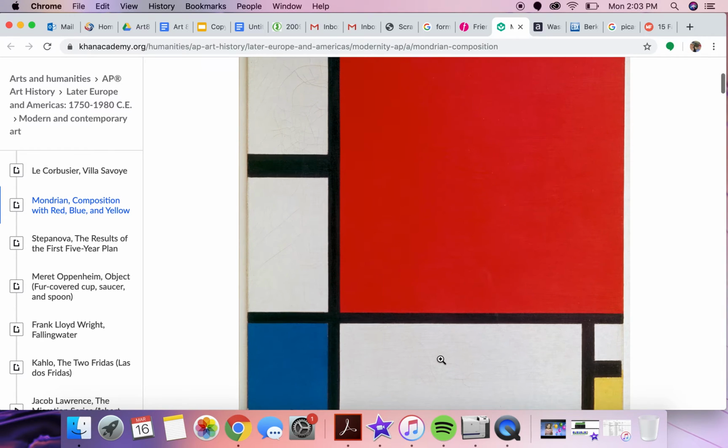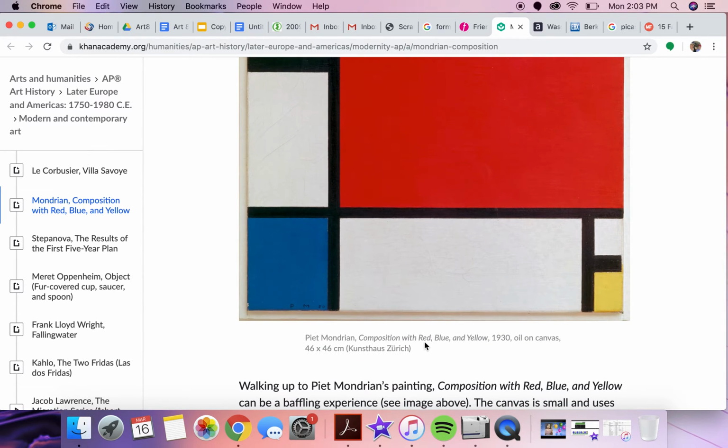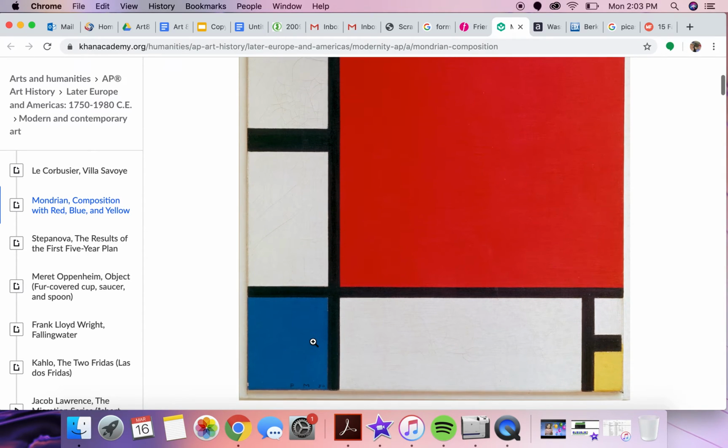So he calls this composition with red, blue, and yellow, and the artist is Piet Mondrian, which is a very famous early 20th century formalist artist. And he also has color here to work with. So, as an artist, you have a few different tools.